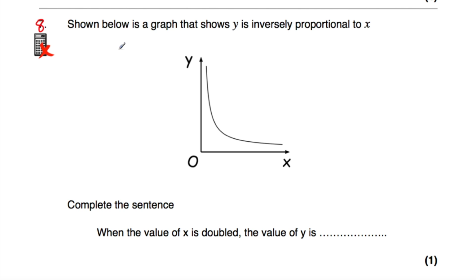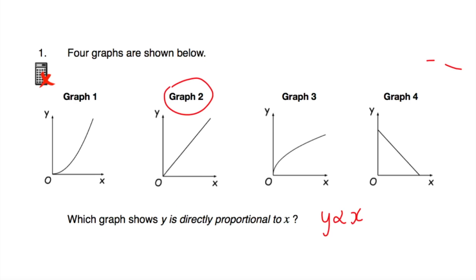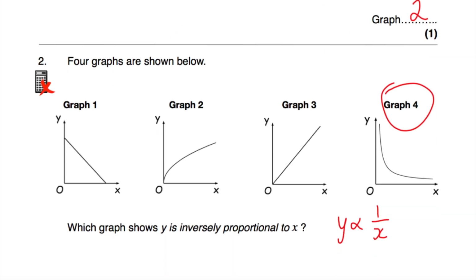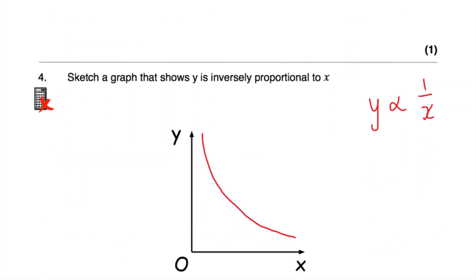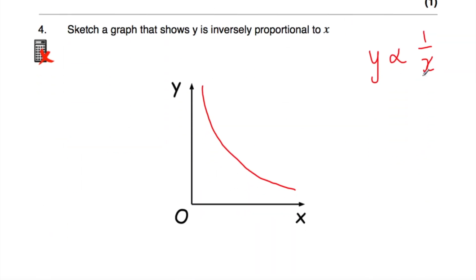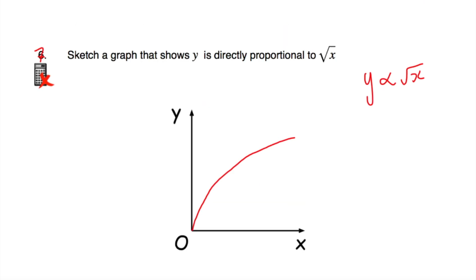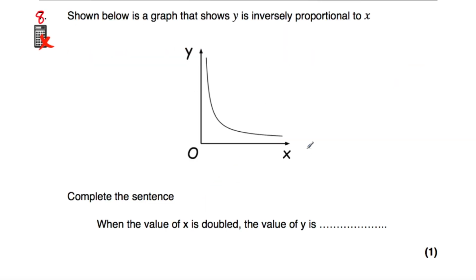Okay, let's look at our next question, question number 8. It says, shown below is the graph that shows y is inversely proportional to x. We had that earlier. y is inversely proportional to x was this graph here. We actually sketched it as well. We sketched it here. As you can see, this is y is inversely proportional to x.